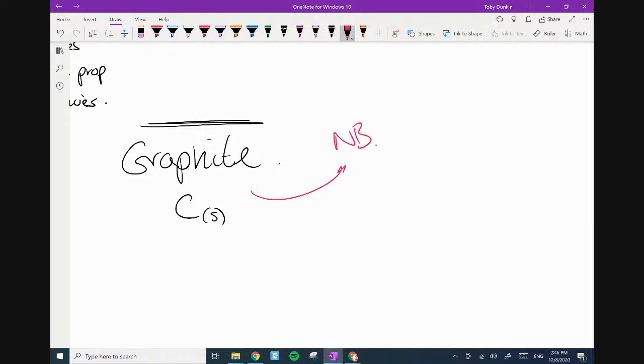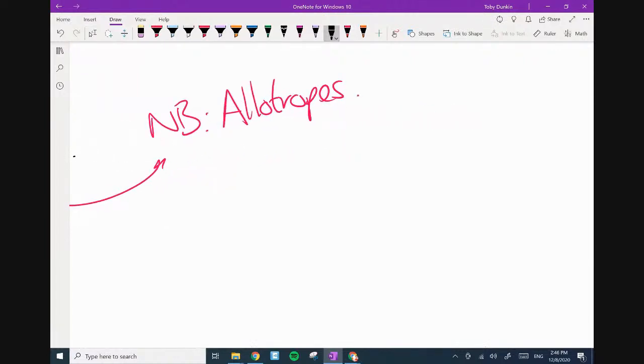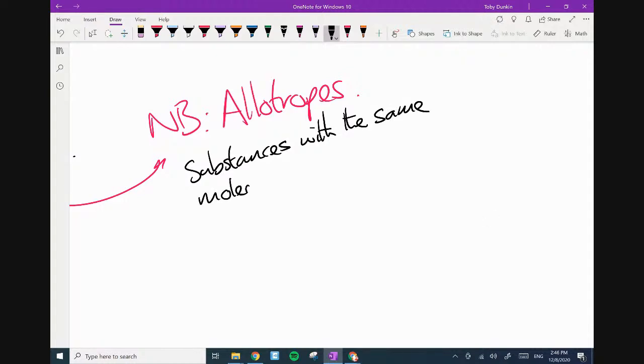Nota bene, allotropes. So allotropes are substances with the same molecular formulae but different arrangements of atoms.